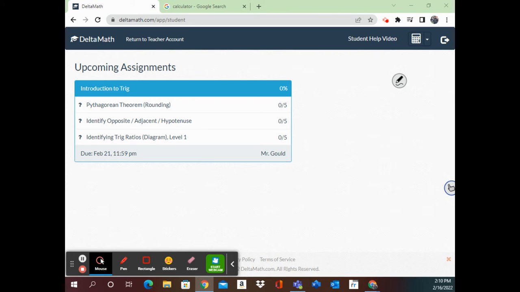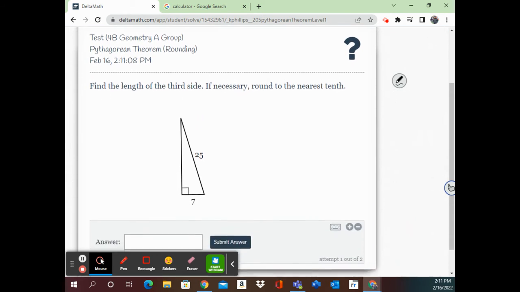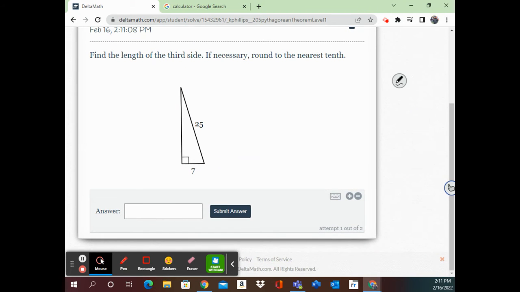All right, let's go ahead and go over some of the aspects that we have here for this Delta Math assignment. So right now, the first thing that we will go over would be the Pythagorean Theorem. And again, it says rounding is because our answers are either going to be a fraction or they're going to ask us to round to a specific number, right?